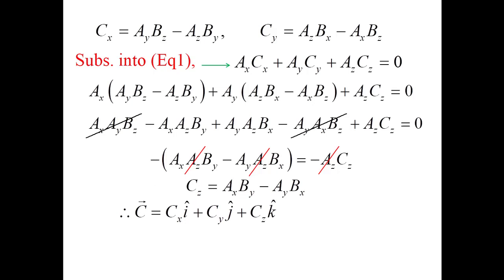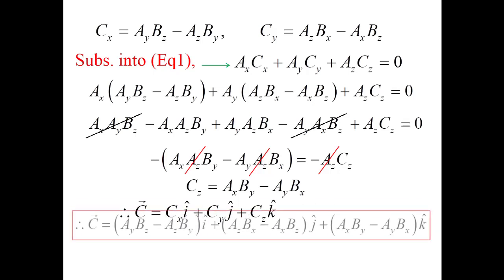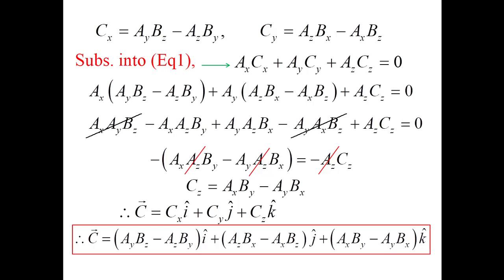So this vector, which is perpendicular to the plane containing both vector A and vector B, can be mathematically found to be C equals Cx i plus Cy j plus Cz k, and we have mathematically found the values for Cx, Cy, and Cz. So finally, C can be written in this way.